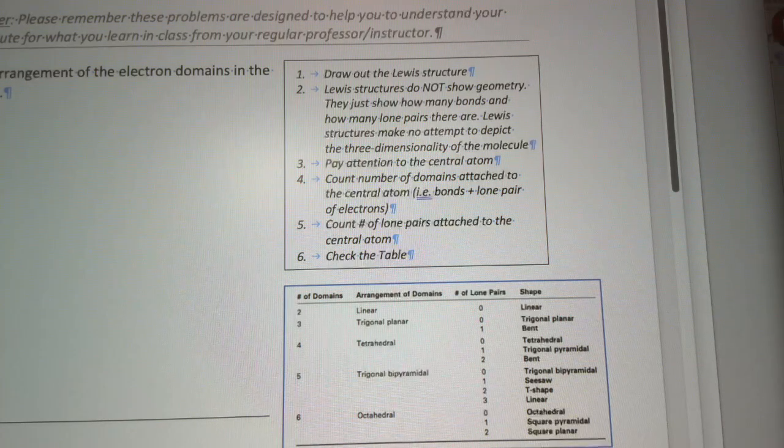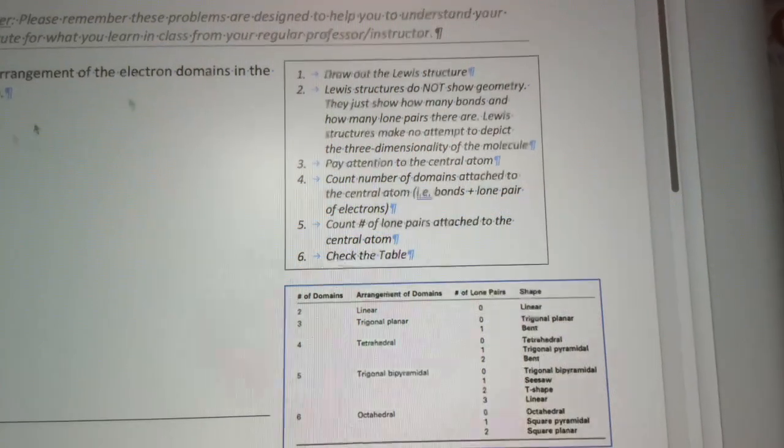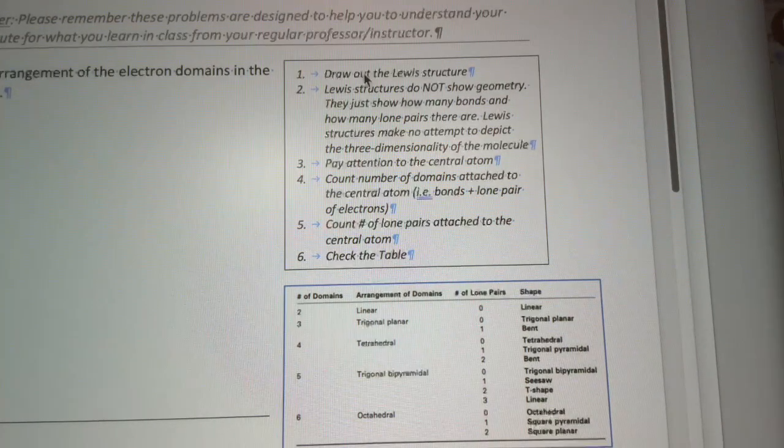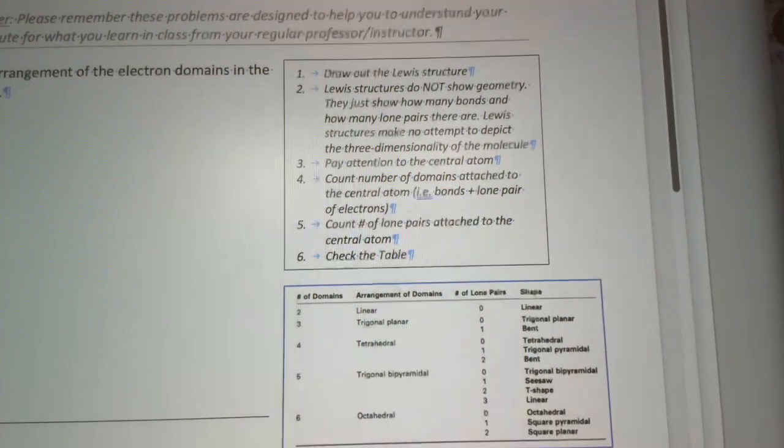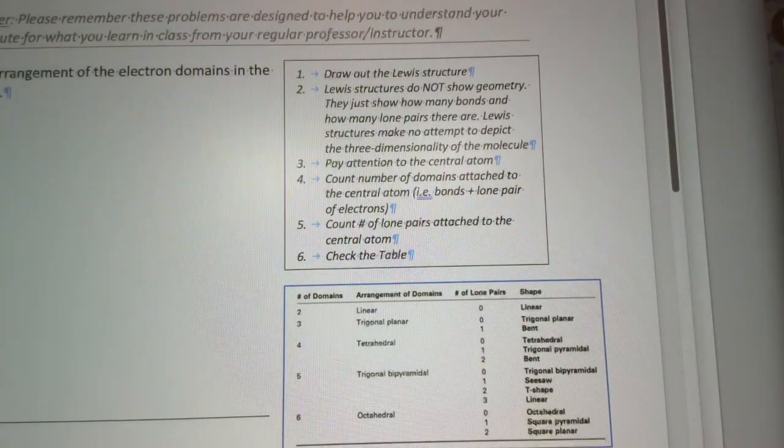Okay, so there are some rules that from time to time I share with the students in the class. So the first one is, basically, draw the Lewis structure. That's really the first thing we need to do.